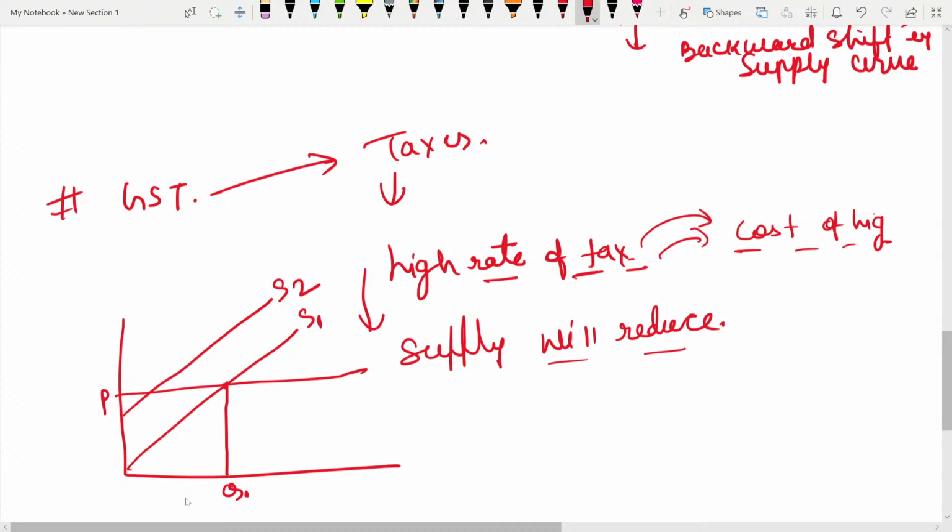Initially, producers are able to produce at Q1 quantity of supply because there were no taxes. So prior to the imposition of taxes, producers are able to produce Q1 quantity of supply at existing prices. But as the government imposed taxes, the supply curve of the producers has shifted backward, and therefore you can see there's a huge decline in quantity supplied.